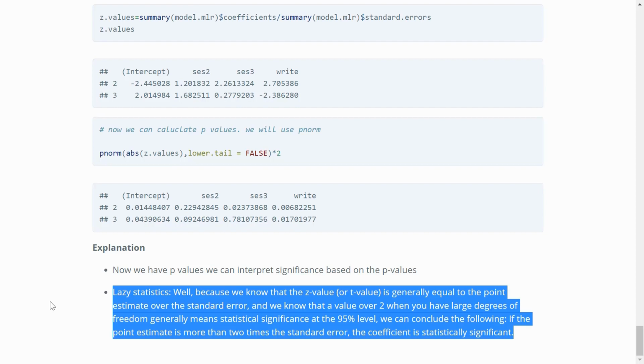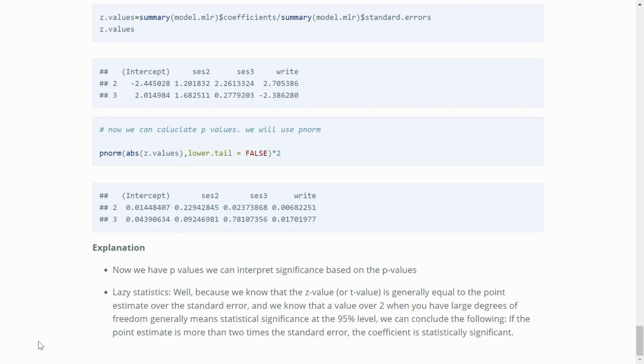So with this, we have come to the end of this assignment. In this assignment, we have learned how we can perform these two methods, MLR and OLR. We also have calculated p-values to find the significance of these variables using t-values and standard error.